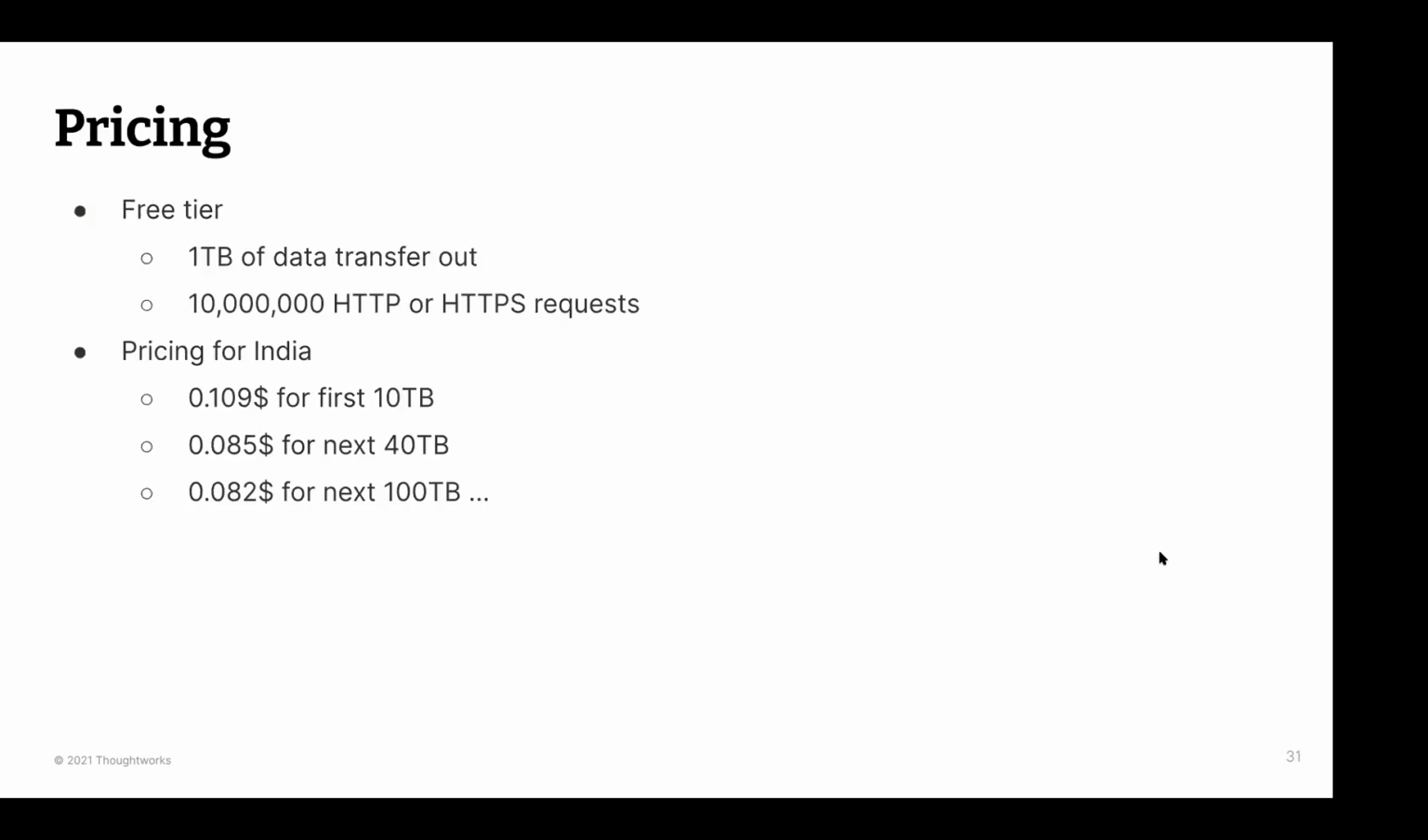Pricing is like, if you are on free tier, you have 1 terabyte of data transfer out free, that much data people are accessing. And around 1 crore, so many zeros, right? That many HTTP or HTTPS requests are free. Otherwise, when you are connected to the India location, the first 10 TB data transfer out will be 109 cents. For the next 40, just 0.85 cents. Similarly, it goes on.